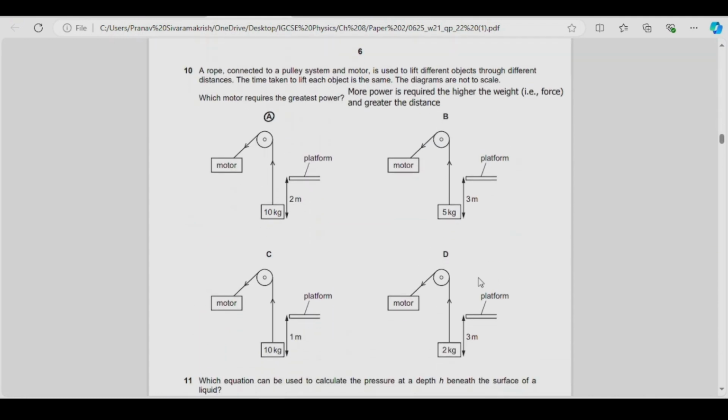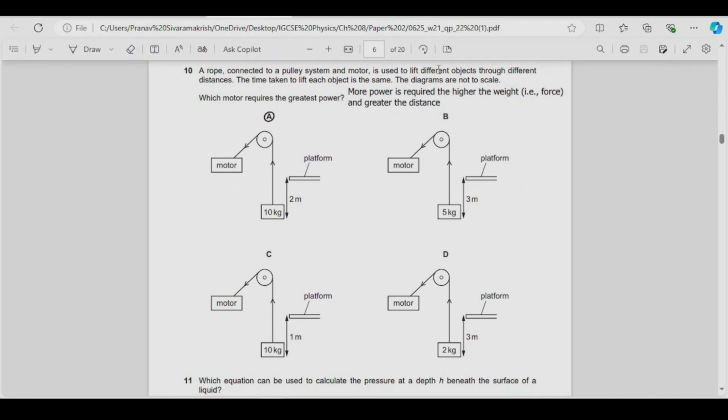Question 10 as well is a question around power. So a rope connected to a pulley system and motor is used to lift different objects through different distances. The time taken to lift each object is the same, okay? So essentially the denominator in your calculation of power would be the same for all of these. What changes is the numerator, which is the amount of energy transferred or work done. The diagrams are not to scale. Which motor requires the greatest power?